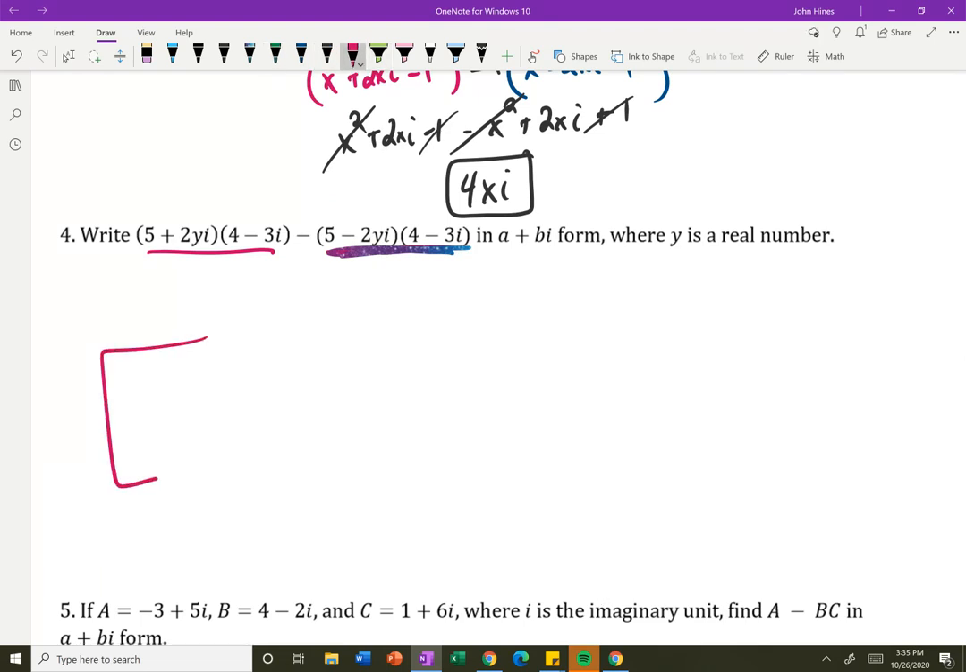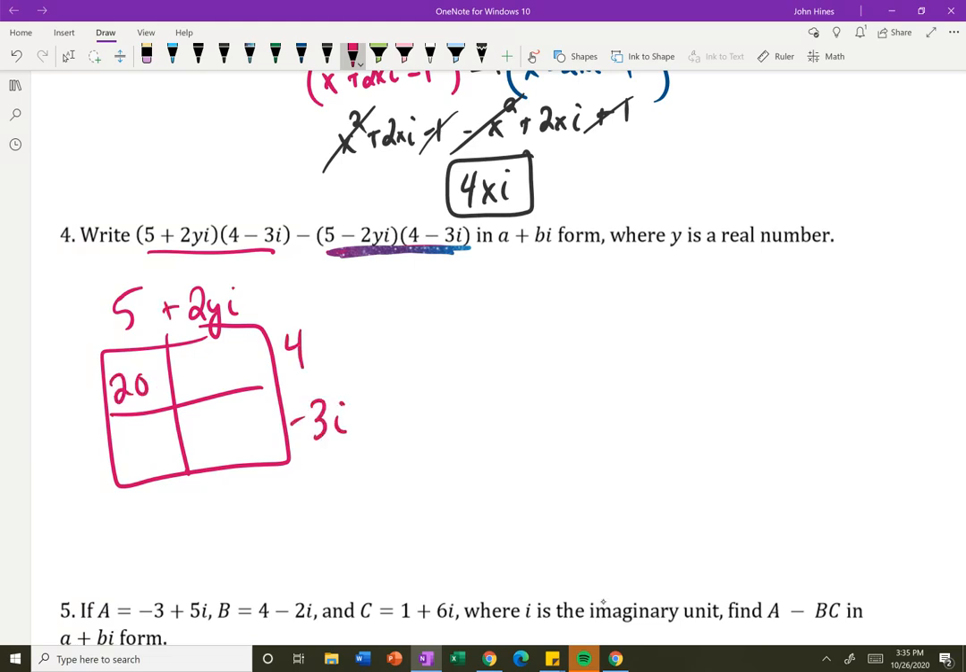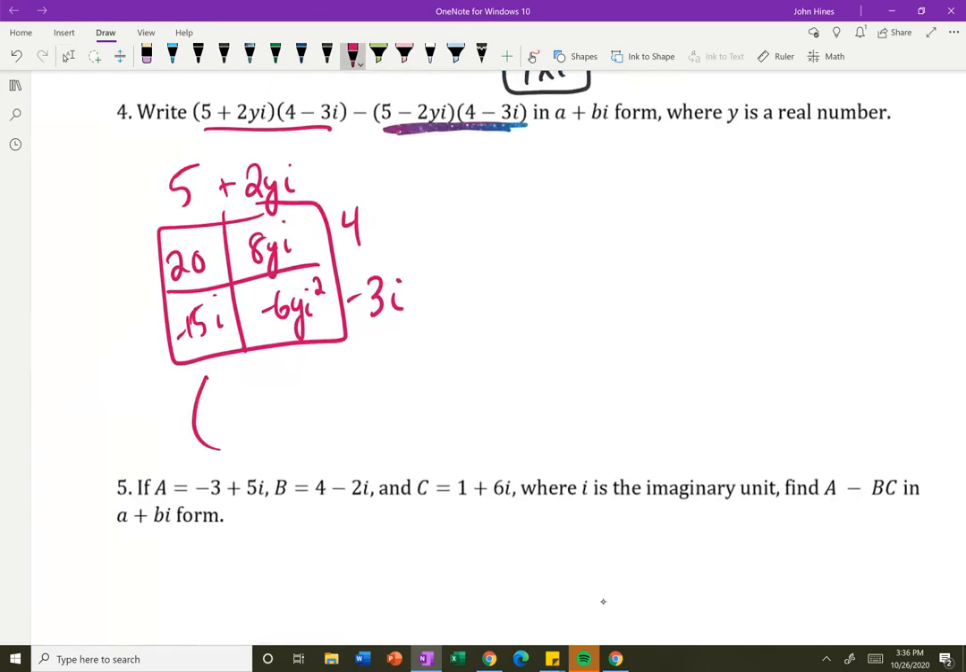So let's deal with this first box here. Find this product. 5, 2yi, 4 minus 3i. 20, 8yi, negative 15i. Oh boy. Negative 6yi squared. Good. So that really comes out to be what? 20. I can't combine anybody here because no one's like terms. i squared is my sign changer, so plus 6y, no exponent.